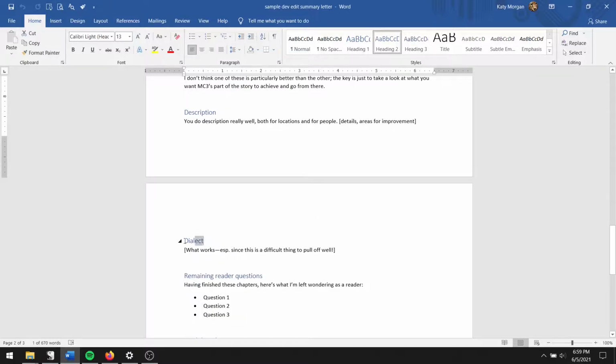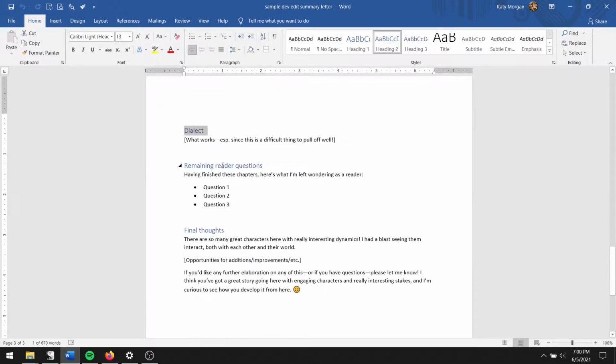And dialect was another situation, so something very specific to this piece, and dialect sort of traditionally is considered a really difficult thing to get right, and this piece did it really, really well. So I really wanted to make sure that I pointed that out, and I really wanted to make sure that the author knew that that was a thing that worked.